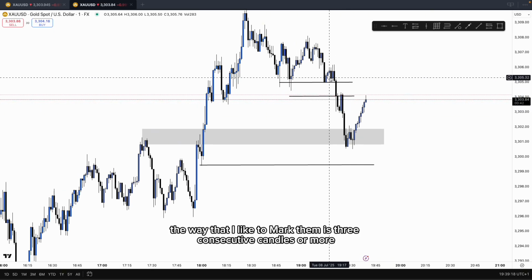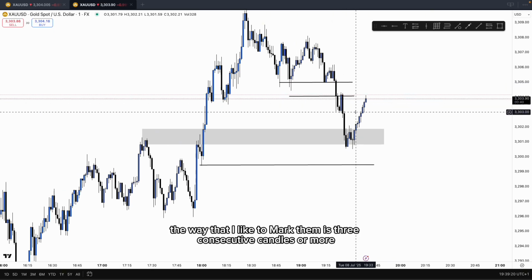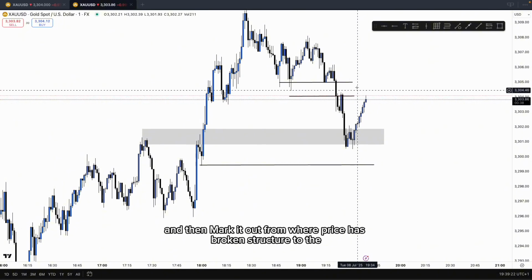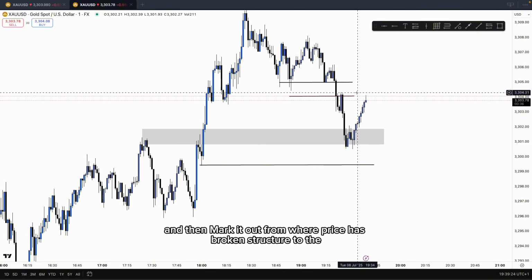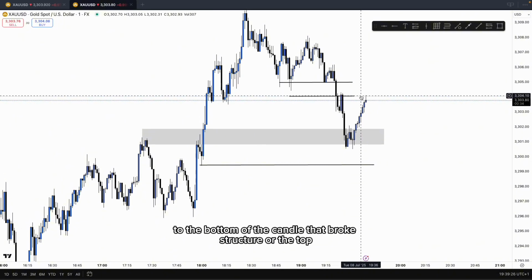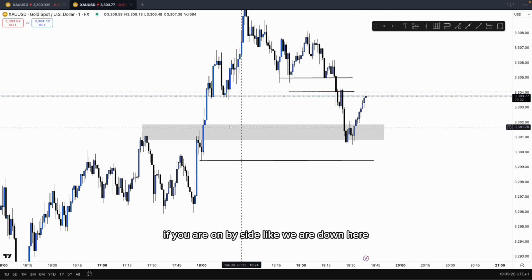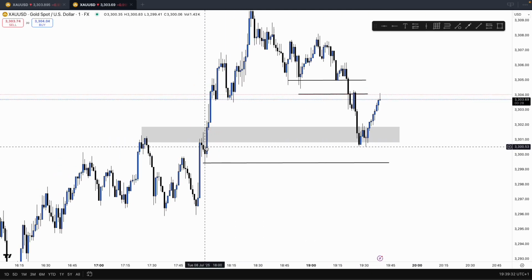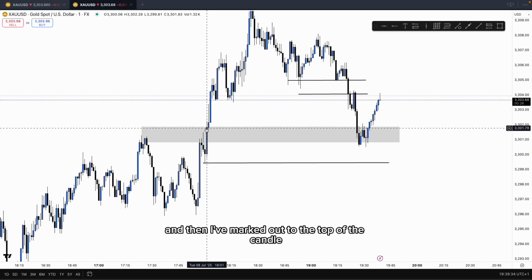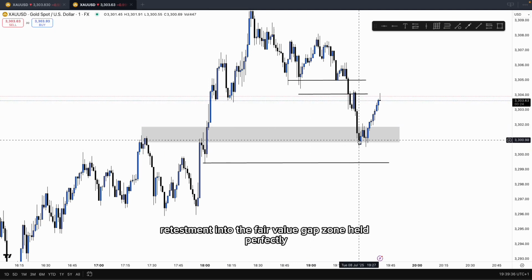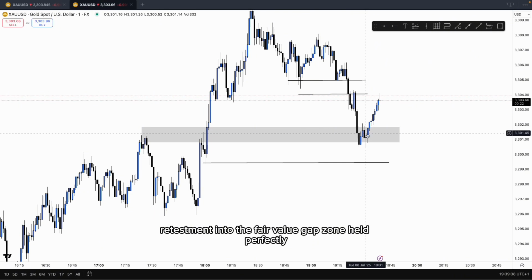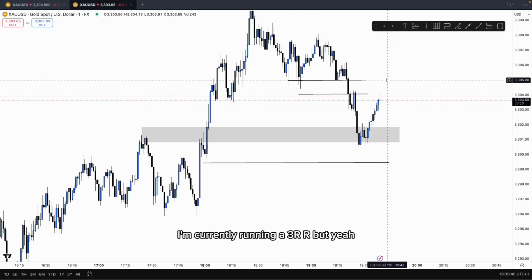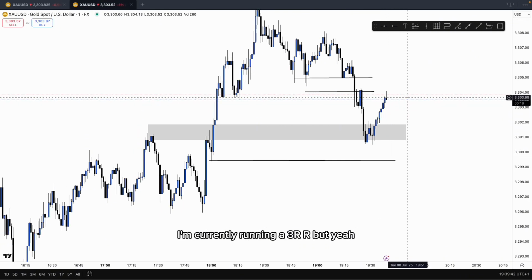As I said, the way that I like to mark them is 3 consecutive candles or more, and then mark it out from where price has broken structure to the bottom of the candle that broke structure, or the top if you are on buy side like we are down here. So we broke the structure right here, and then I've marked it out to the top of the candle that broke the structure, retestment into the fair value gap zone, held perfectly. I'm currently running a 3 RR.